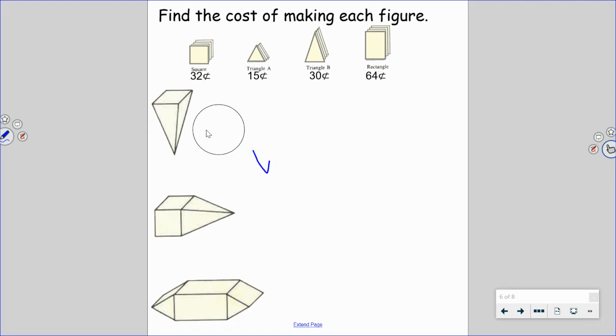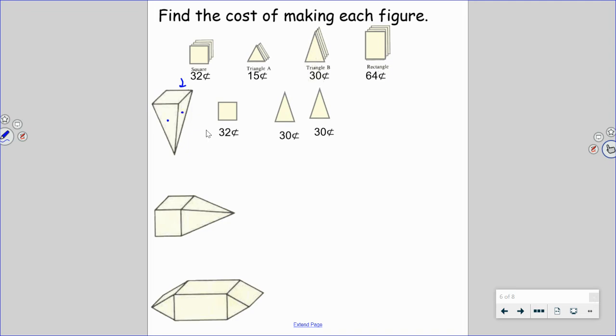But we'll talk about that more on Monday. For today, what I'm going to do is say, well, look, I see one square base. That's a 32-cent square. Then, let's see, I see a big long triangle in the front, which also means there's going to be a triangle in the back. So that's a second large triangle.